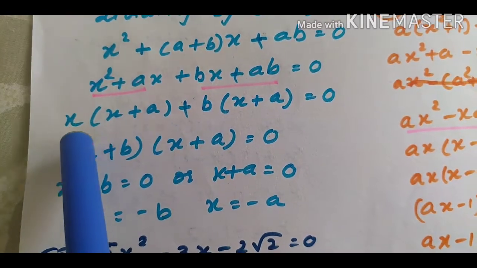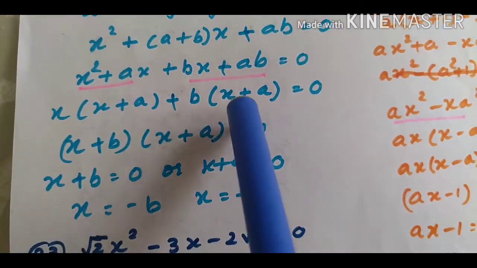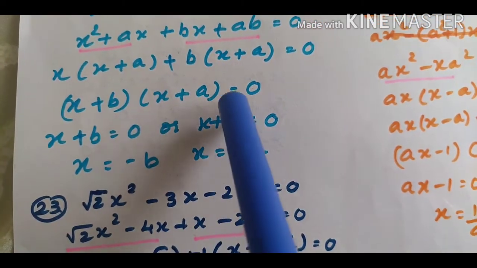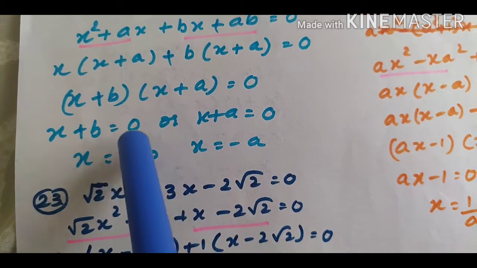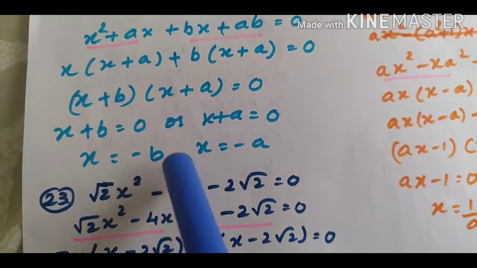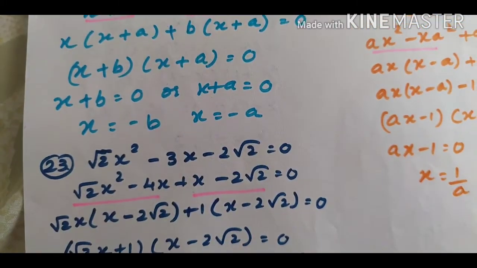So here x plus a, plus b, x plus a is equal to 0. x plus b, x plus a is equal to 0. So x plus b is equal to 0 or x plus a is equal to 0. So x is equal to minus b, x equal to minus a.